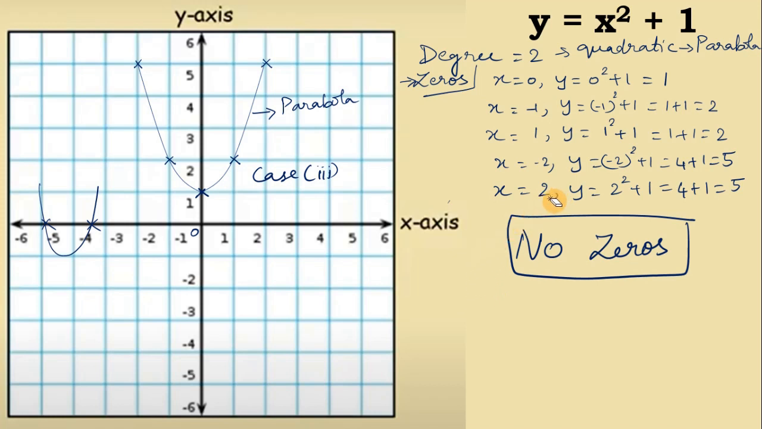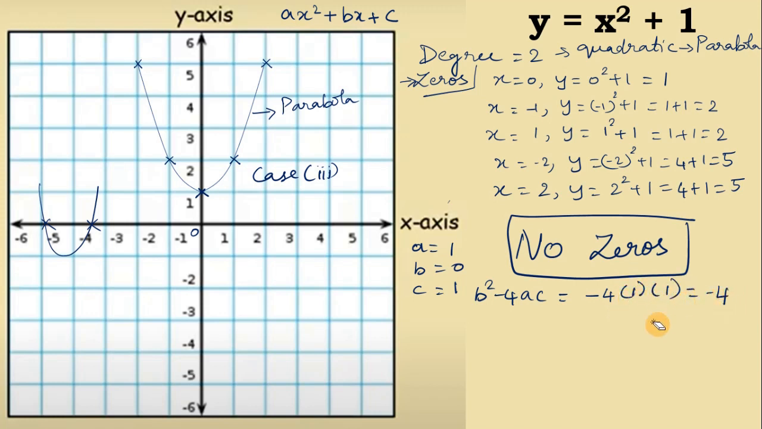Here it is of the form ax square plus bx plus c. A quadratic polynomial should be of the form ax square plus bx plus c. In this case, your a is 1, your b is 0, your c is 1. So what is your b square minus 4ac? b square is 0, so 0 square minus 4 into 1 into 1. So what is the value now? It is going to be minus 4.